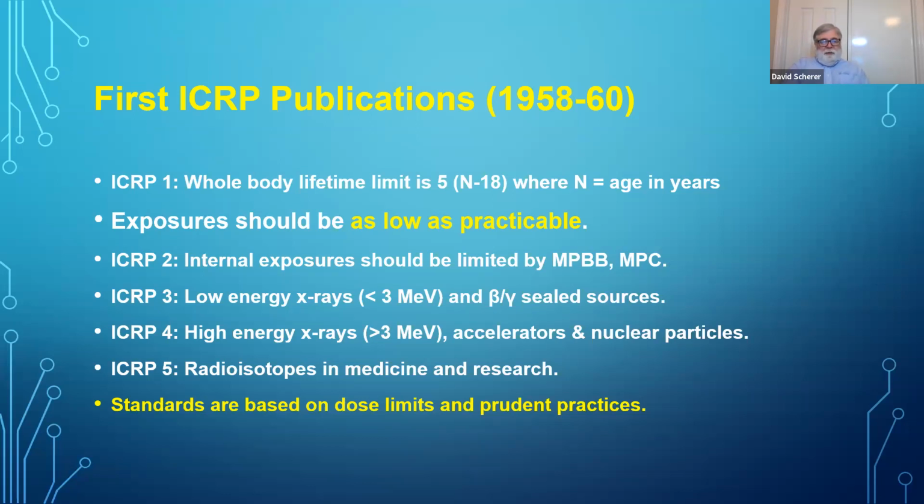ICRP established the maximum permissible body burdens again and maximum permissible concentrations. This is largely building on the work of the NCRP that I talked about during the era right after the war. And then ICRP established standards for low energy X-rays and sealed sources. ICRP 4 talked about accelerators and nuclear particles in a high energy range above 3 MeV. And then ICRP 5 talked about standards for radioisotopes in medicine and research. This was in the dawn of the nuclear medicine era.